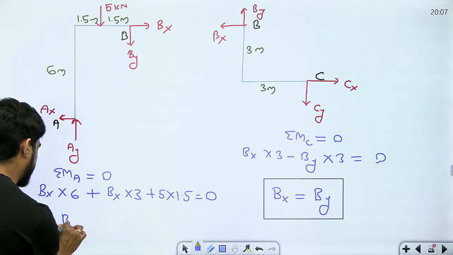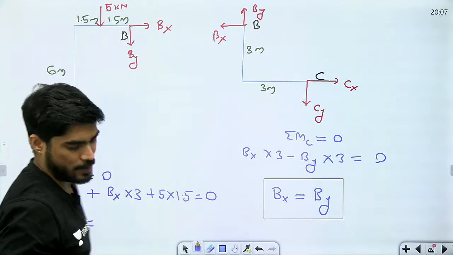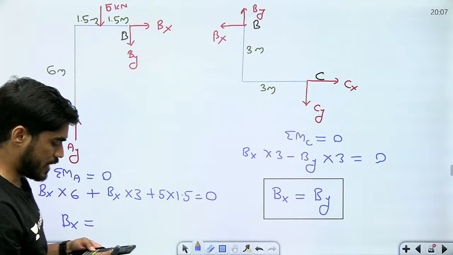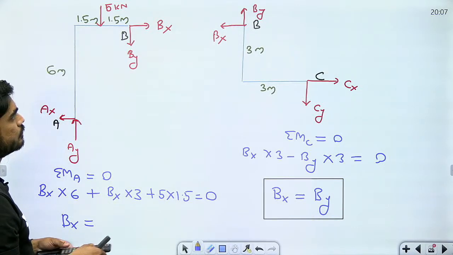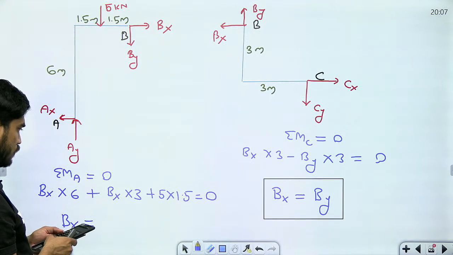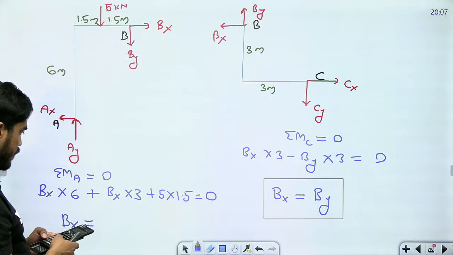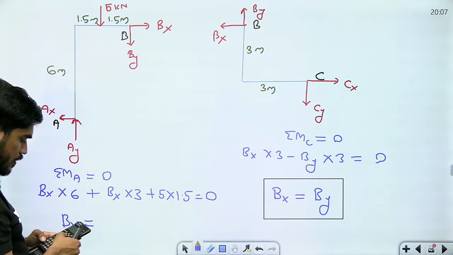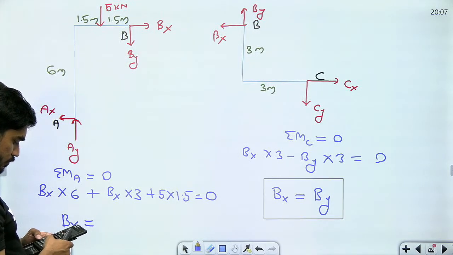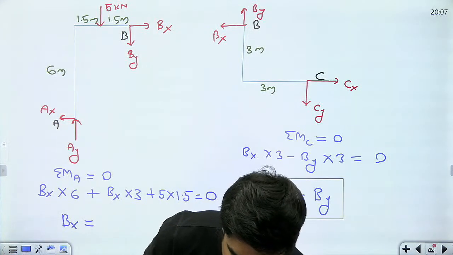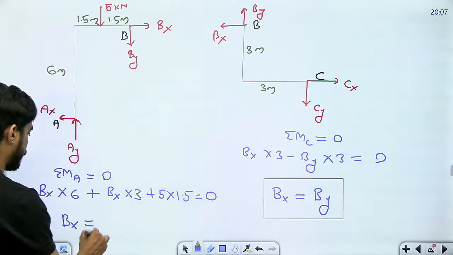So bx will be equals to how much? bx कितना आ रहा है? 5 into 1.5 divided by 9. Sorry, क्या हो गया? It is minus 0.833. Very good, Sumit.